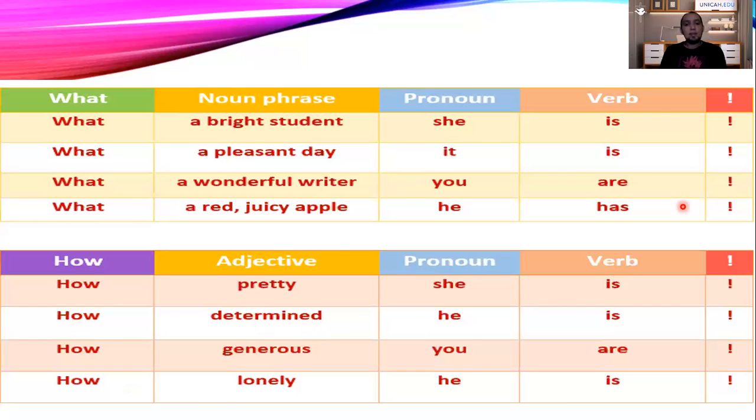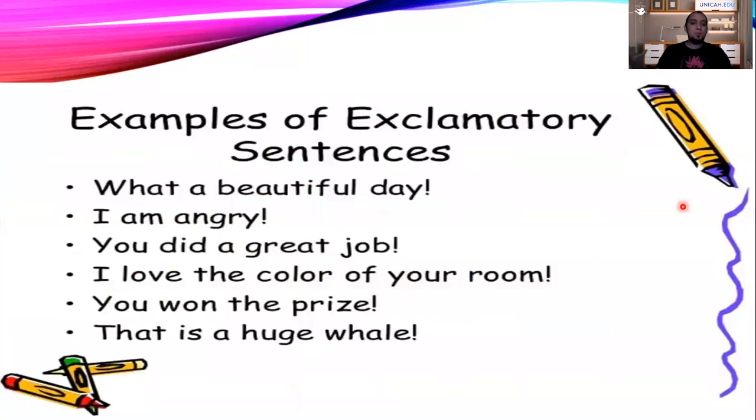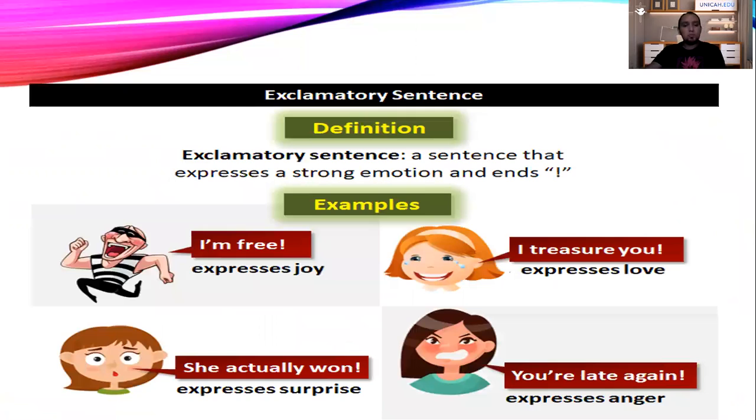Let's continue with more examples. Here we have, what a beautiful day, or an expression like, I'm angry, or you did a great job, or I love the color of the room, or you won the prize, or that is a huge whale. Wow, we have to express the emotions. So we have more to express joy. I'm free. Remember the prisoner at the beginning. He is stating he's free, but with joy. So that's why we're using the exclamation mark.